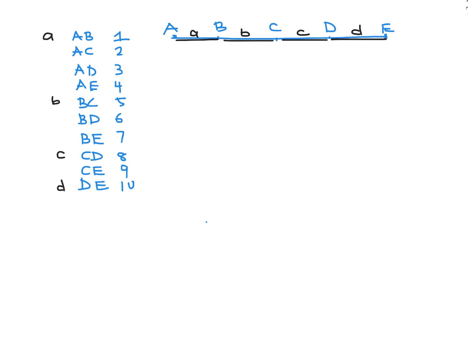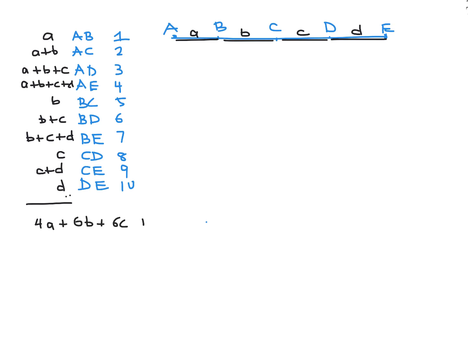And then these guys, this would be A plus B, this would be A plus B plus C, and AE would be A plus B plus C plus D, and so on, right? So I'll fill them in. B plus C, B plus C plus D, and then C plus D. And then the supersum, which is the entire sum when you add it all up, is going to be 4A plus 6B plus 6C plus 4D. So that is the super sum.